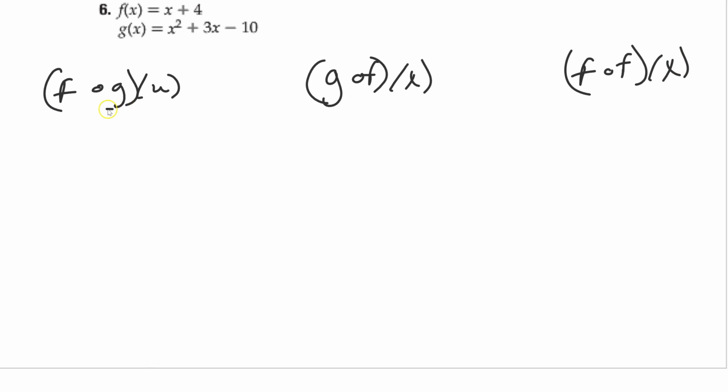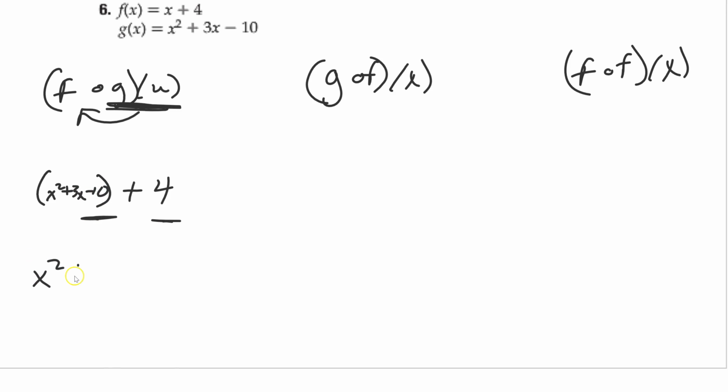So f of g of w. Again, we're going to plug g of w into f. So figure out what this is. This is just x plus 4. And we're going to plug g in. So all this mess. Combine like terms, we get x squared plus 3x minus 6. My domain, no fraction, no square root, all real numbers.